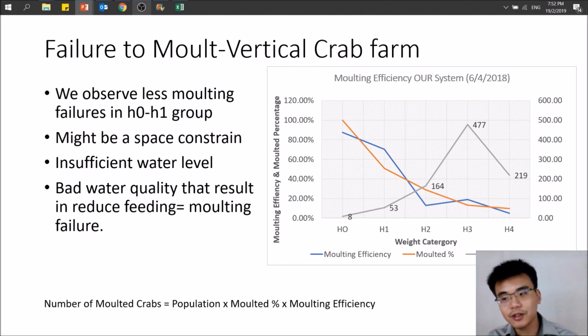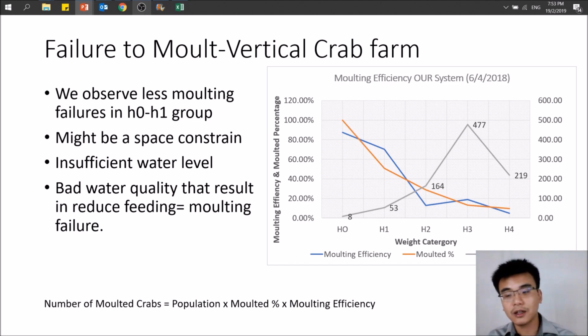As we move up to higher categories, what we generally see is two things. Number one is that in the same period, the amount of molting decreases and the efficiency also decreases. So if you try to farm a crab from 300 all the way to 700 grams, you will realize that your success rate is only about 3 to 5%, trying to get them to molt from 300 to 500 grams. At this very low success rate, it is not likely that you can achieve a profitable business. And hence, what are our recommendations?